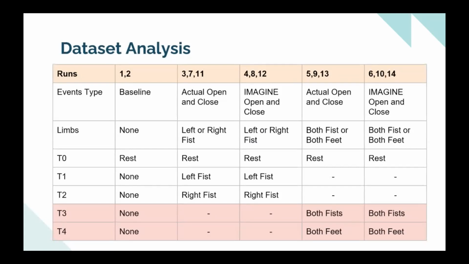The rest state is given the label T0, while labels T1 and T2 can actually be divided into 2 other labels based on which run it is. So T1 would just indicate left fist, T2 would indicate right fist, T3 would indicate both fists, and T4 would indicate both feet.